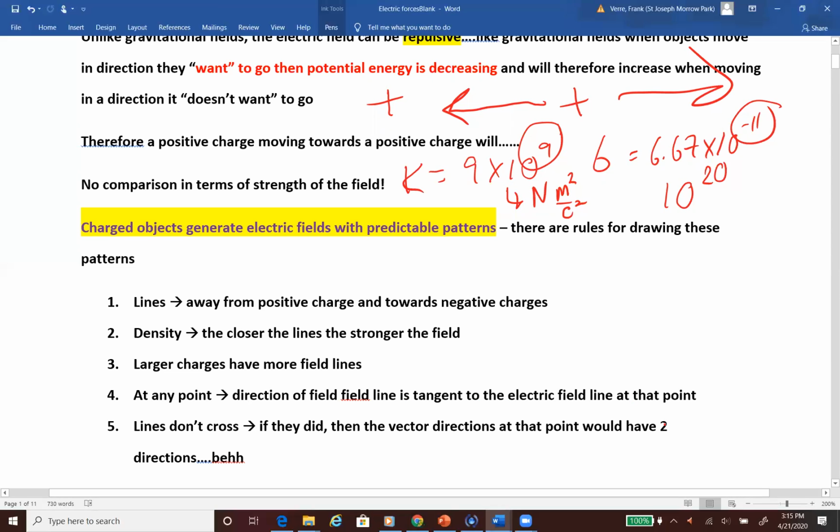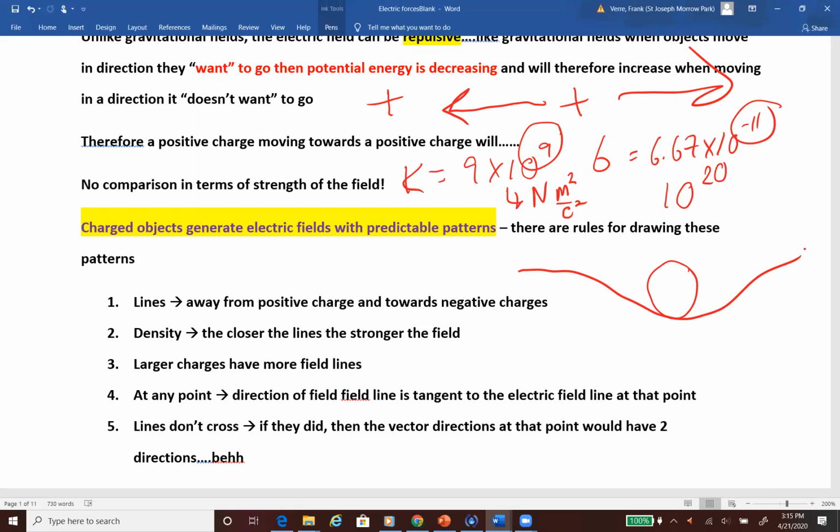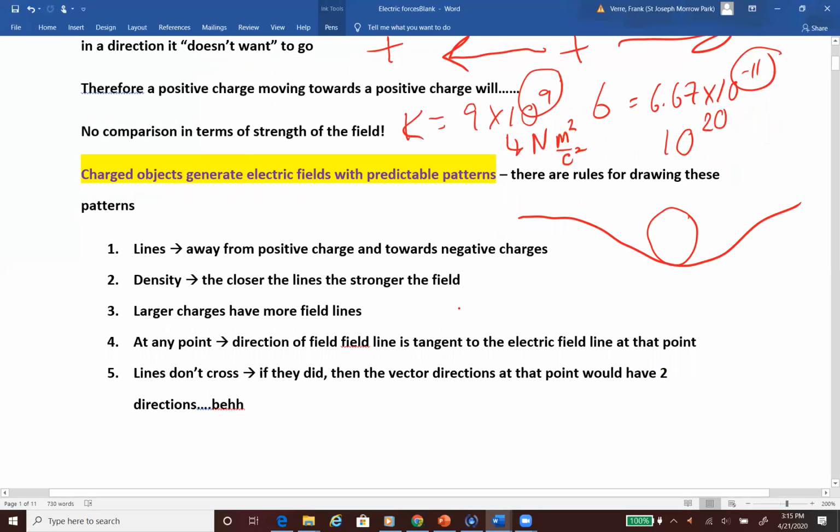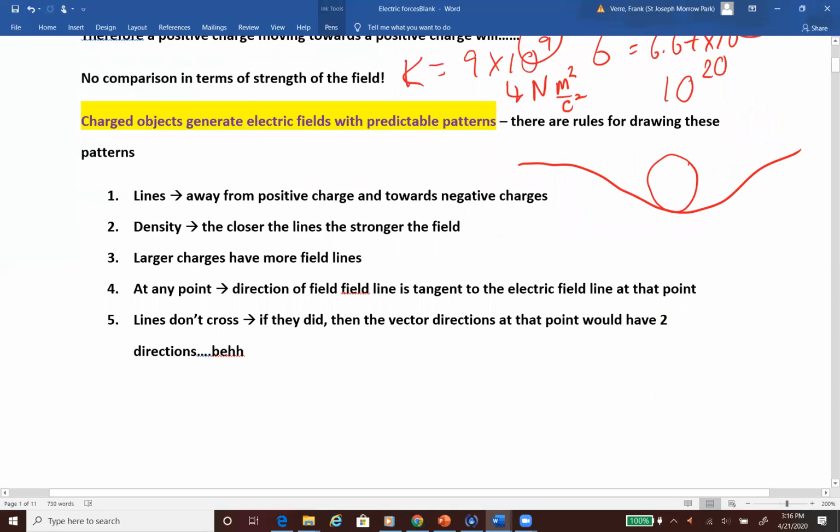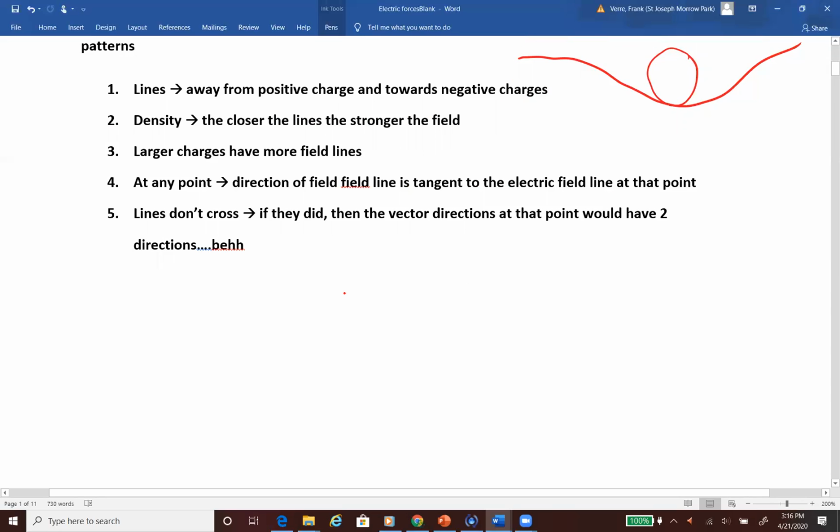If you remember, we talked about what it looks like for gravity. Gravity is simply an object sits in space and causes the space to bend. That's kind of simple and straightforward. Drawing electric field patterns for charged objects is more complicated, but there are a bunch of rules that are going to help us. The first one is that the field line has a direction, and the direction is always away from the positive charge and always towards a negative charge.